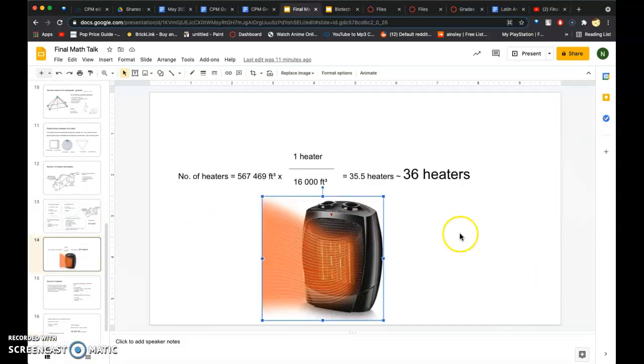So for the number of heaters, it is 1 heater per 16,000 cubic feet. And so the number of heaters equals the total volume times 1 heater over 16,000 cubic feet, which gives us 35.5 heaters. If we round that, we have 36 heaters. So approximately the castle should have 36 heaters.